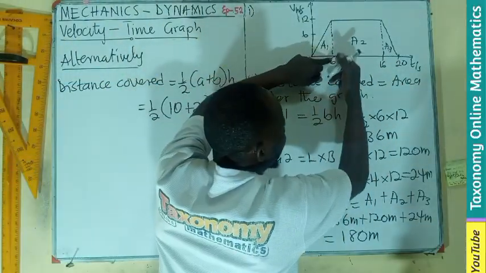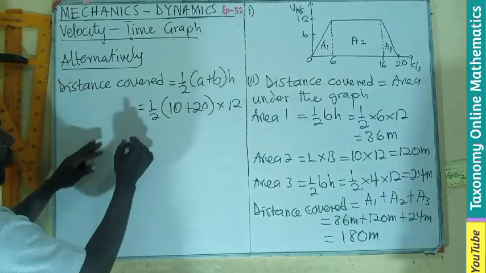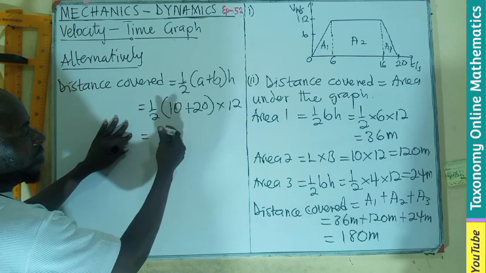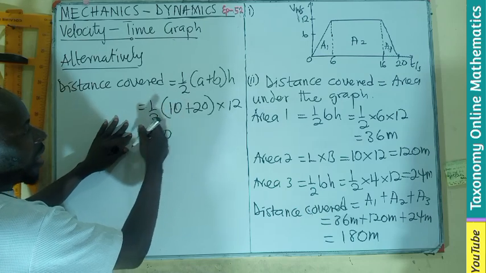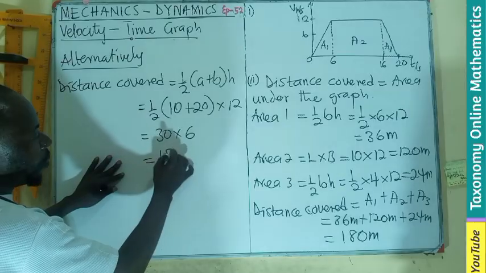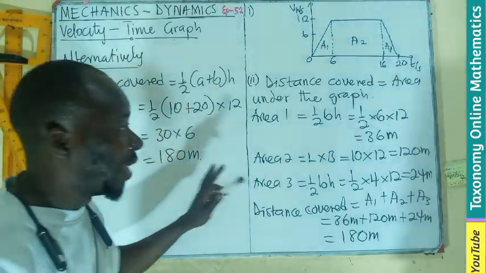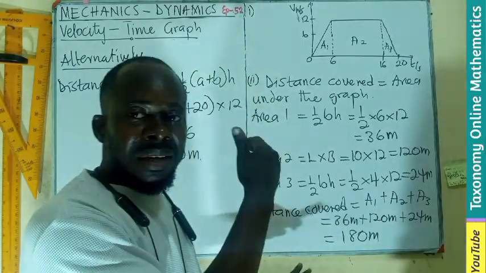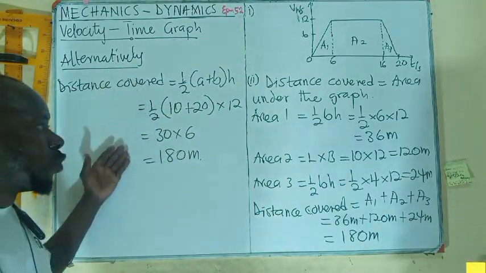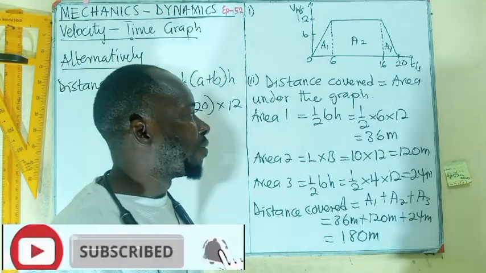Then the height is from here to here as 12. So in the bracket here, we'll have 30. Half of this is 15, times 12, and that will also give you 180 meters, the same. You can decide to find the area sector by sector, or you can also use the trapezium formula for finding the area of a plane shape.